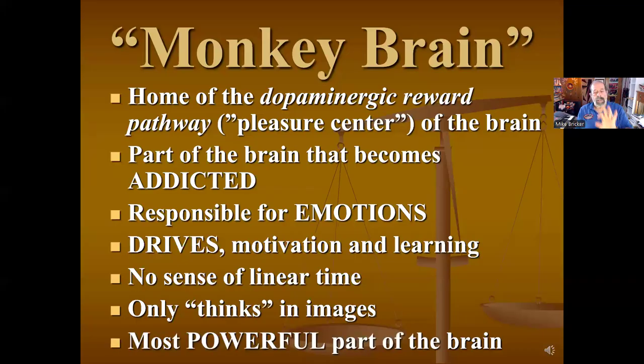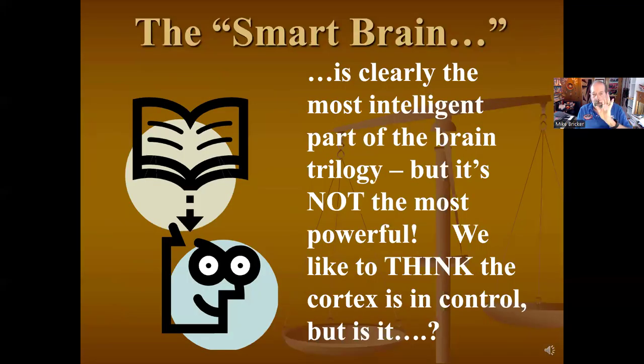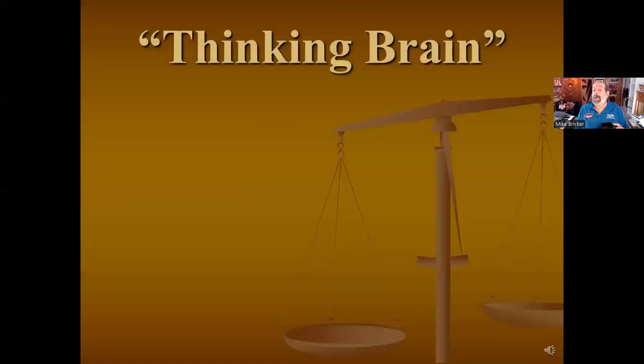So the other thing is that this is truly the most powerful part of the brain, literally the part of the brain that drives our behavior. So up to the smart brain, clearly the most intelligent part of the three-part brain, but it is not the most powerful. We really like to think that the cortex is in control, and much of the time it is, until it gets hijacked by the monkey brain.